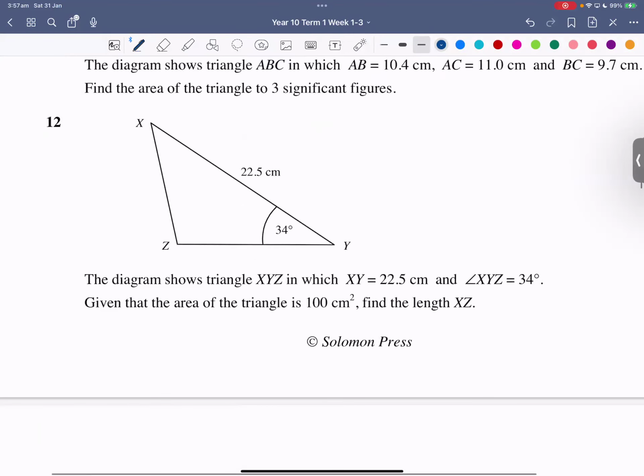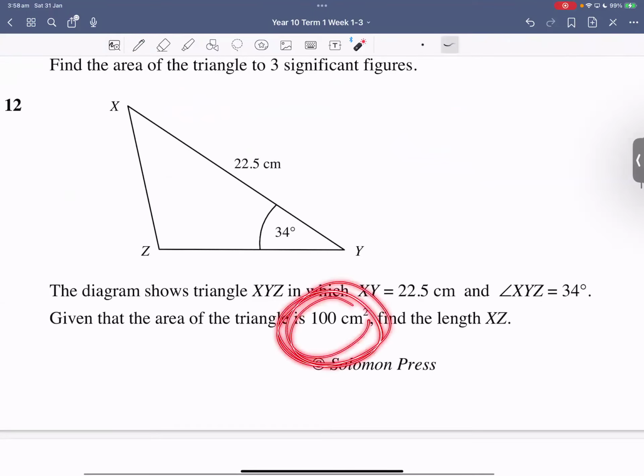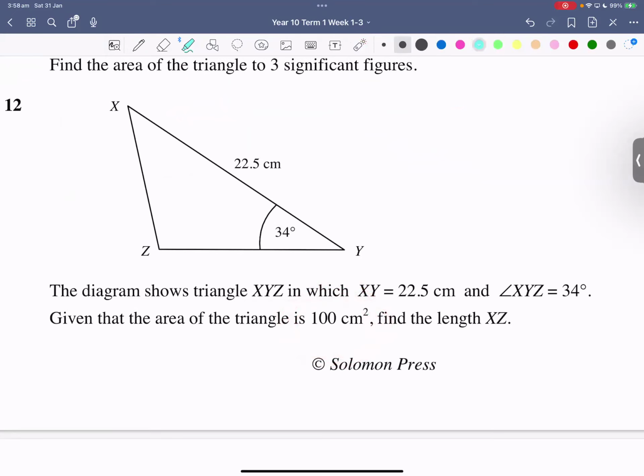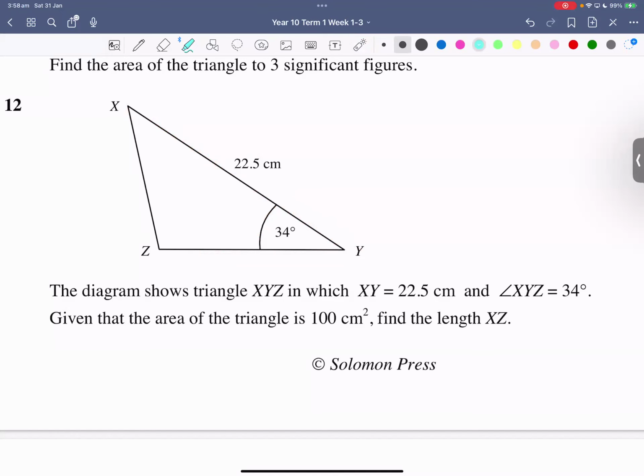The diagram shows triangle XYZ, in which XY is 22.5. Angle XYZ is 30. Everything's there. Find the length XZ. First things first, they've told me the area is 100, so I'm going to use the area formula. But the area formula only works if you have two sides and the angle in between. So first I'm going to use the area formula to work out what YZ is.